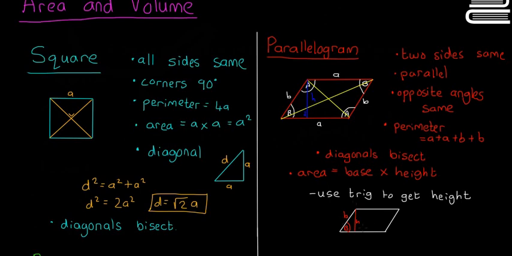So we have to get the base length by the height, and the way to get the height is to use trigonometry. So you draw that little line in, and now you have your angle B, you have the length B there, and then you have H. So you can use sine, cos, and tan to get the number that H is. Alright, so that's how you get the area of a parallelogram. You multiply the base by the height, and this is how you get the height.